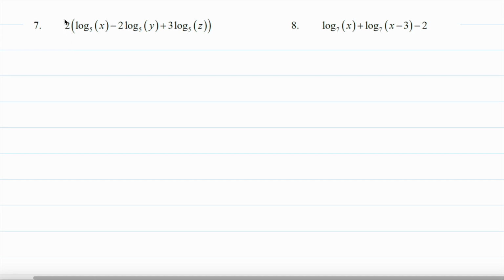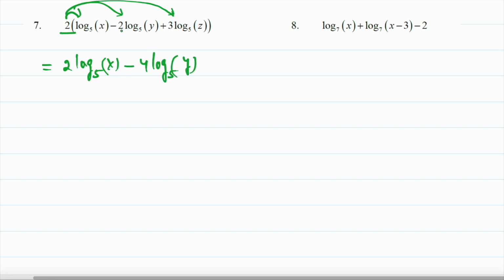In problem number 7, we have this 2 right in the front, and we can distribute this 2 to all three terms. So it will become 2 log base 5 x minus 4 log base 5 y. Why 4? Because we multiplied 2 with 2. And then 2 times 3 is 6 log base 5 z.